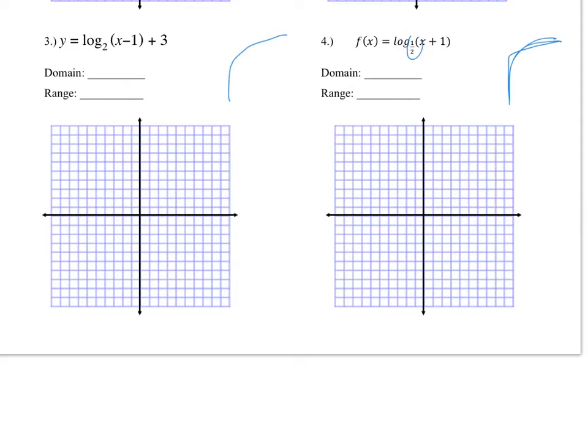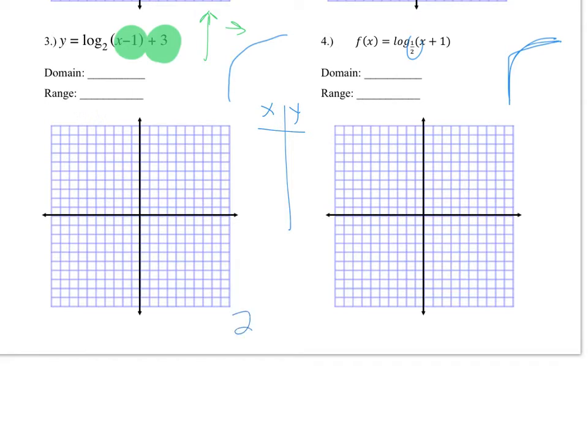Once again, as we've seen before, this 3 out here and this 1 out here will have a property of shifting up 3 and 1 to the right, all points we find for the parent graph, which would be y equals log base 2 of x. So my first job would be then to set up a little t-table, x, y, and grab a few points from the log base 2 of x.